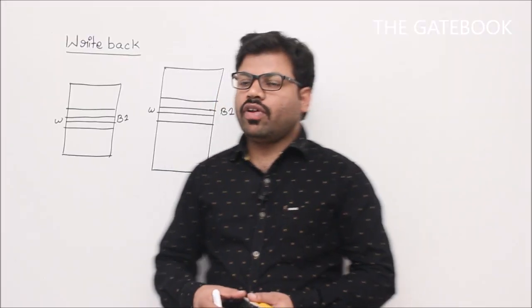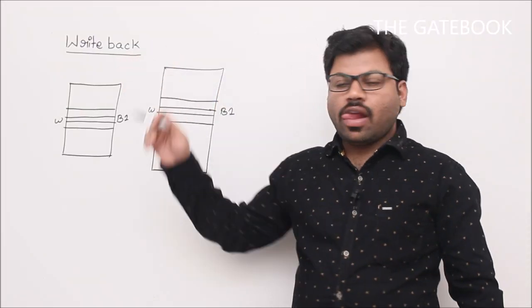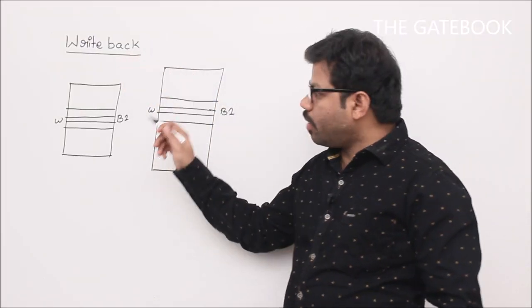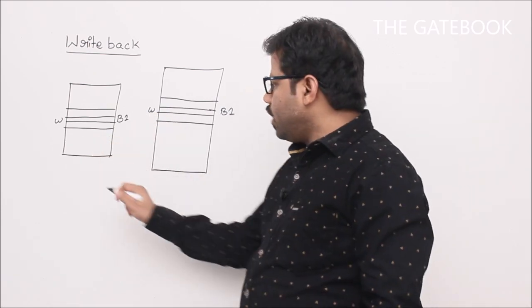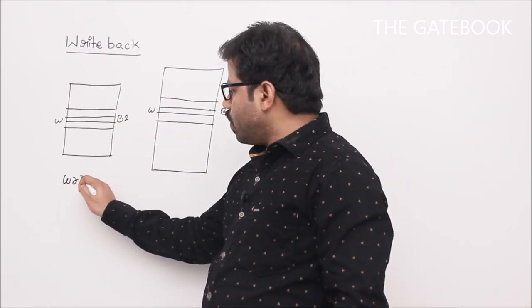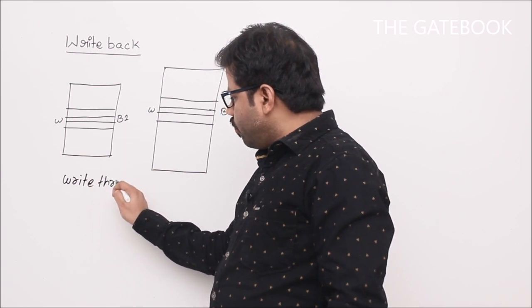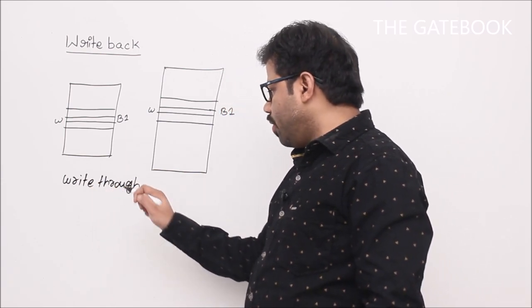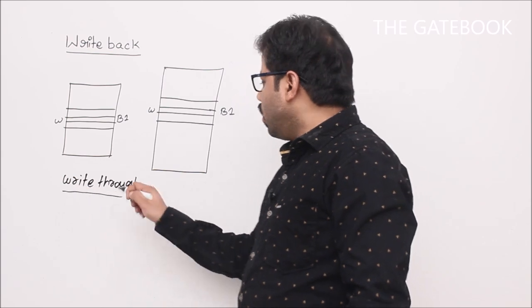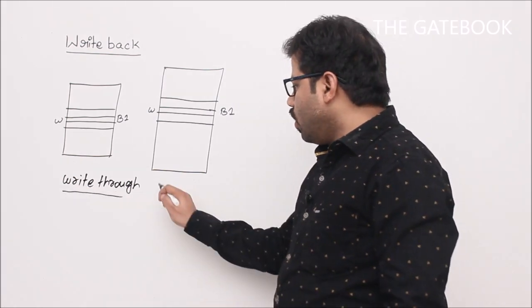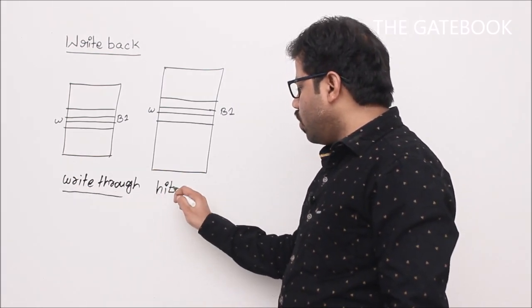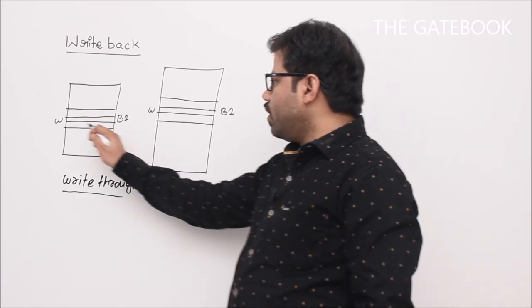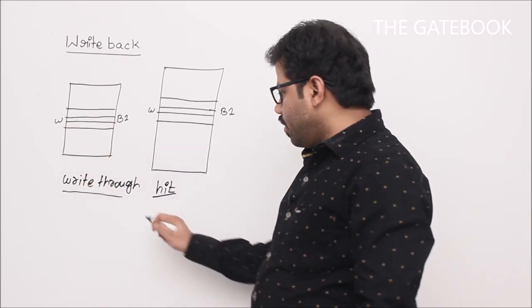Understand? Now we'll see write back procedure. Before going to write back procedure, first summarize the write through procedure. In write through procedure, case number 1. First of all, I don't assume that I have a write buffer. Without write buffer, simple plain write through, and cache hit occurs. That means you are searching for a word and it is available in the cache and you are reading.